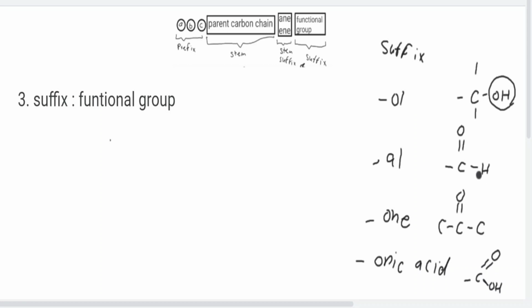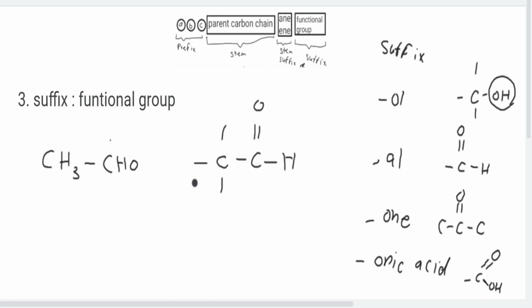This right here has a carbon with a single hydrogen bond and a C double bond O. So therefore, this is an aldehyde and it will have an Al suffix. This is a ketone because the carbon has 2 carbon atoms bonded on either side and a C double bond O. And this is a carboxylic acid; the oic acid suffix is used for carboxylic acids.